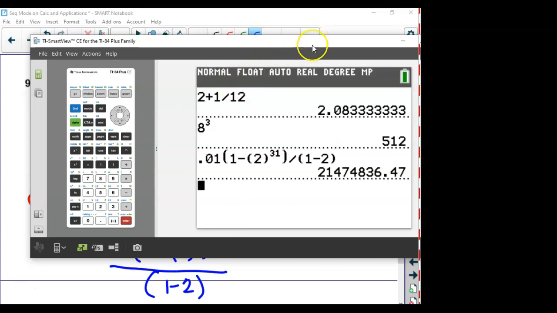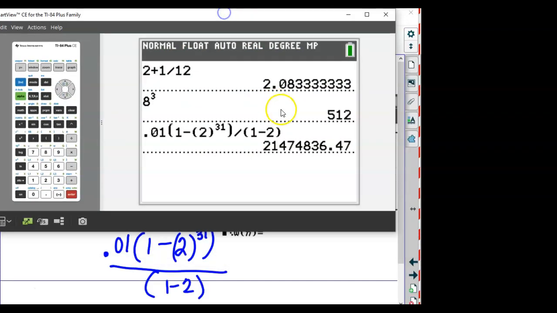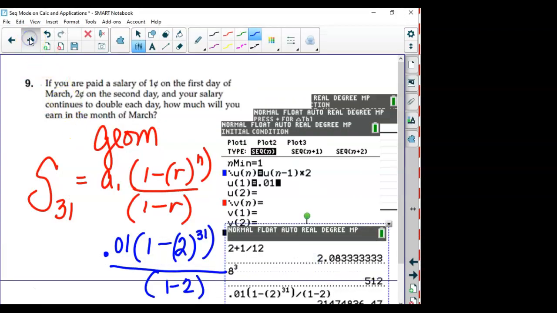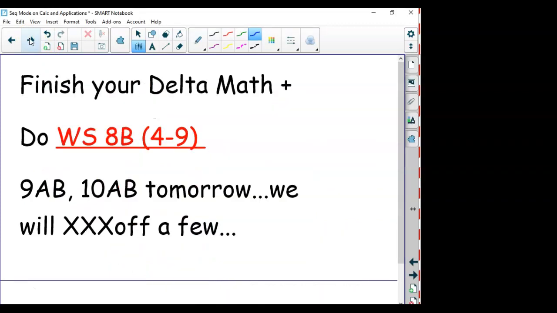Okay. Let me put that one on the screen so that total is there. Okay, so I have no real additional work tonight. You need to finish up your Delta Math from yesterday, and tonight and tomorrow, you're going to be doing the rest of this packet. But let me tell you, on worksheet 8, just in case you want to get started tonight, I would suggest maybe you just do these 5 tonight.